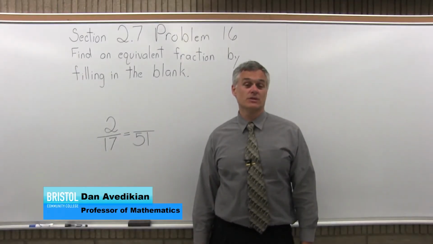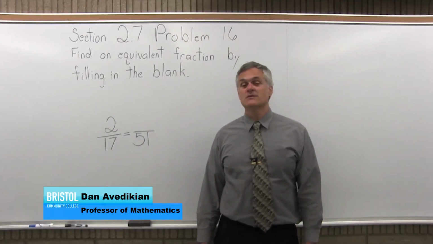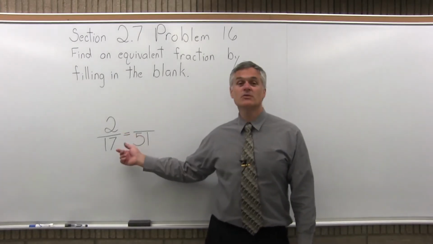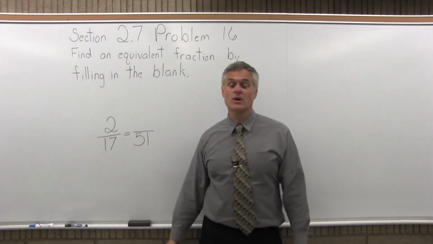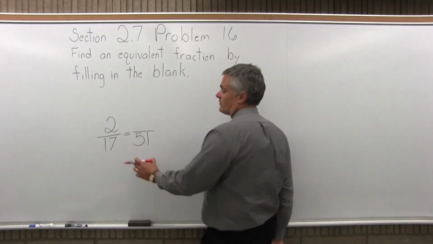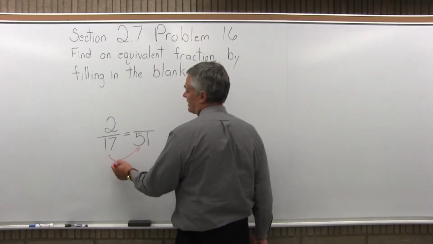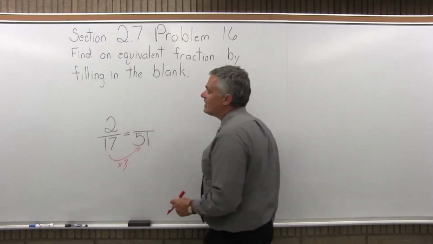This is Section 2.7, Problem 16. It says find an equivalent fraction by filling in the blank. And we have 2 over 17 equals blank over 51. So, first consider the denominator. 17 times something multiplied to be 51. Now, I know it's times 3.